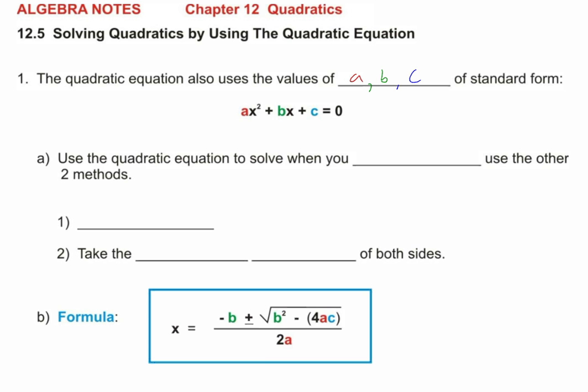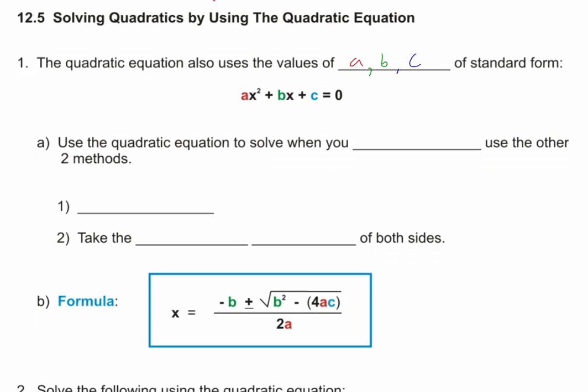Notice the A, the B, and the C in the formula. What do they correspond to? The A, the B, and the C of standard form. Now, as always, you got to take note, you read the A, B, and C when it's equal to 0. If it's not already, you make it equal to 0, and then you'll be able to read the A, B, and C. What is the A? The coefficient, the multiplier of the squared term. What is the B? The coefficient, the multiplier of the variable to the first power term. What is the C? The numbered term. All right, and I'll show you all that when we get into actually using the quadratic equation.